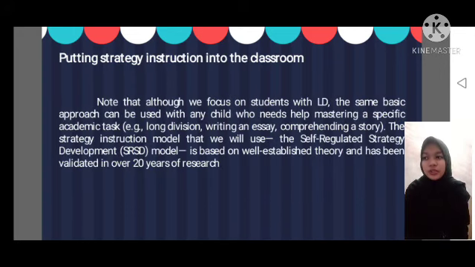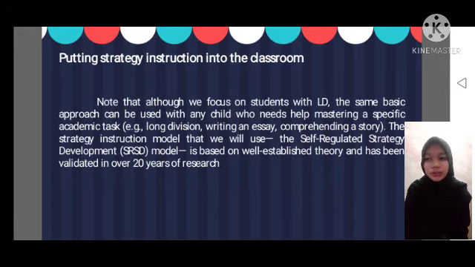Next is putting strategy instruction into the classroom. Note that although we focus on students with LD, the same basic approach can be used with any child who needs help mastering a specific academic task, for example, long division, writing an essay, and comprehending a story.